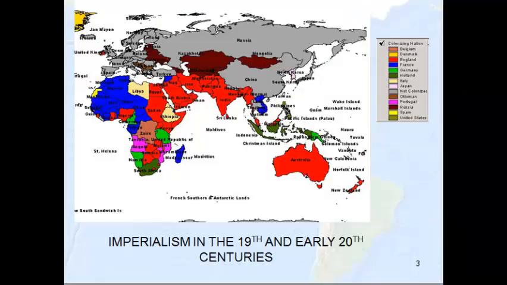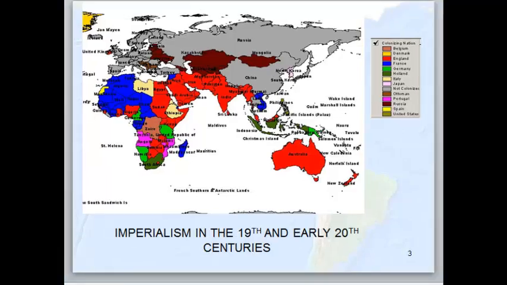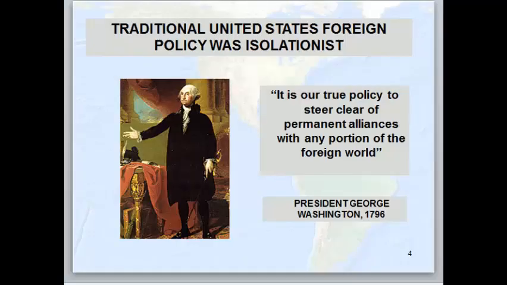So as you can see from this map of imperialism in the 19th and early 20th centuries, most of the world was essentially colonized by countries such as Belgium, Denmark, England, France, and Germany. And it's because of this that the United States is going to eventually become an imperialist country or power itself. But before we look at that, let's take a look at some of the traditional United States foreign policy issues.